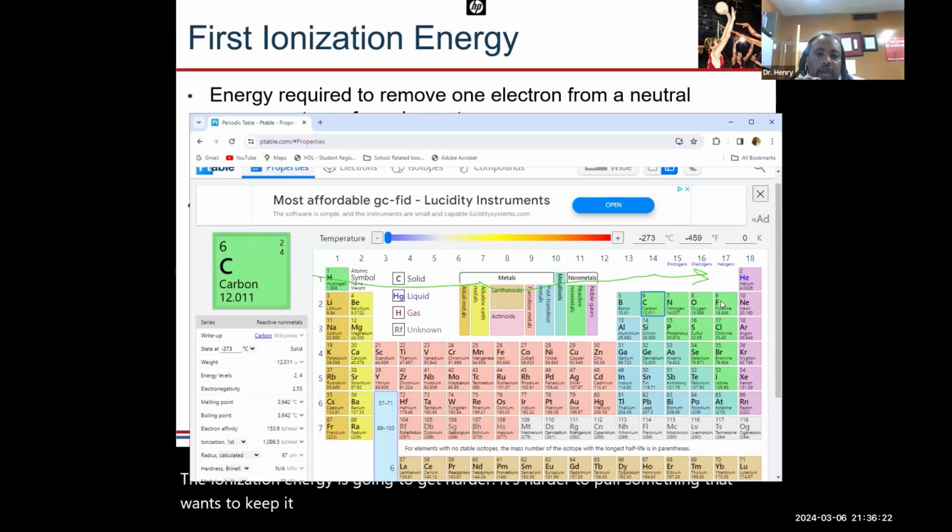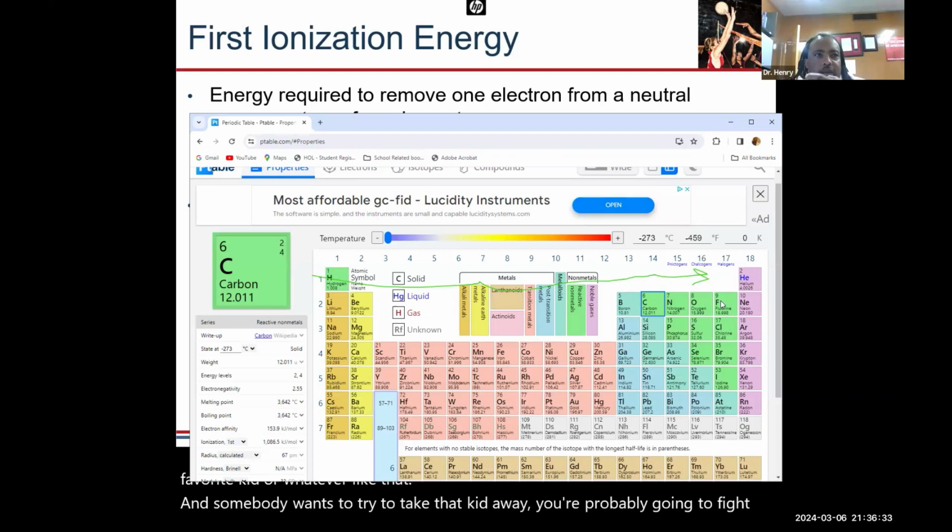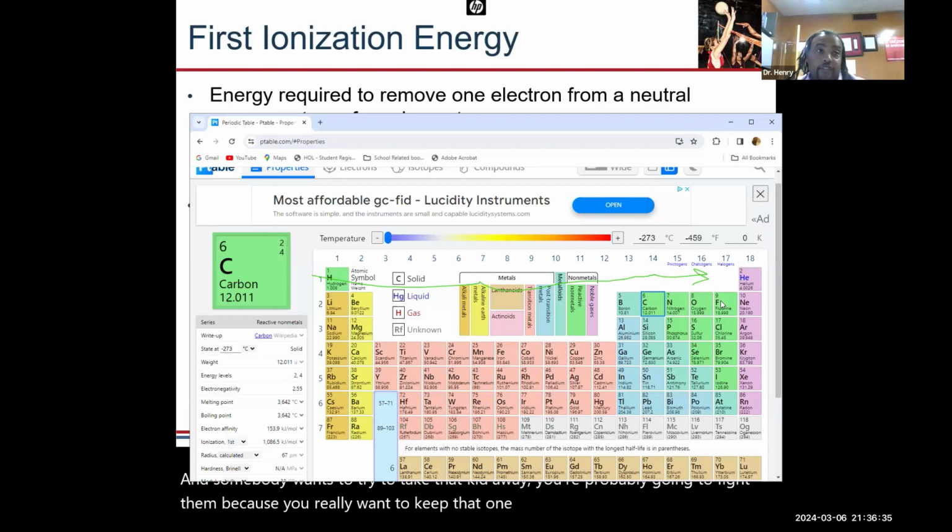So let's say you have one kid and it is your favorite kid, and somebody wants to try to take that kid away. You're probably going to fight them because you really want to keep that one kid, right? And that's your favorite kid. So as we move from left to right, the ionization energy is going to increase because you want to keep those electrons. These elements want to keep their electrons over here, and these want to give them away. So they're going to have less ionization energy. It's going to be easier to pull off.